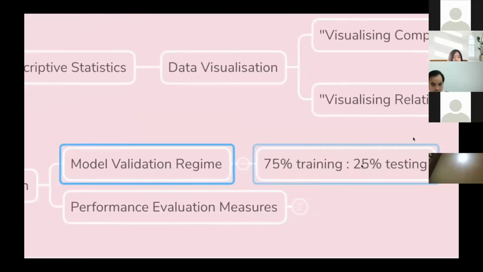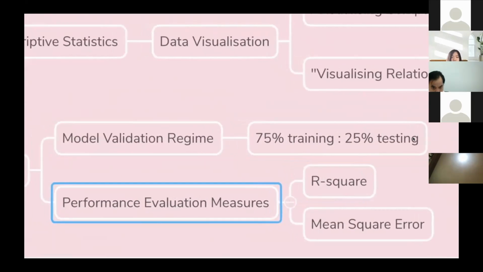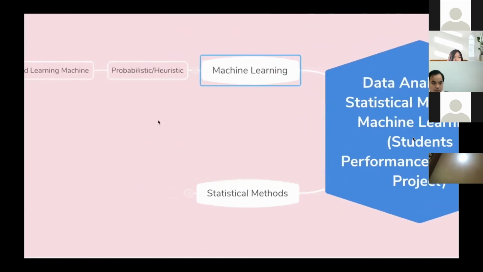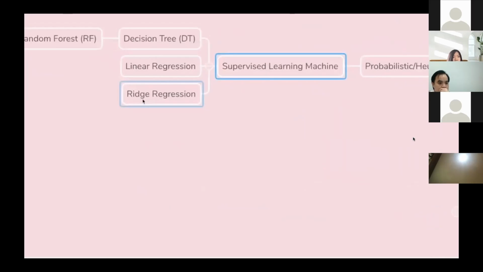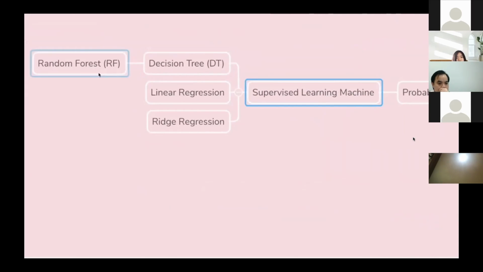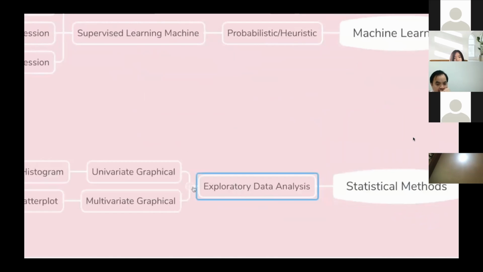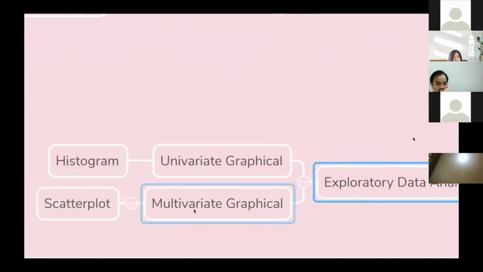For the model validation, 75% of the data will be used for training and another 25% will be for testing. To evaluate the performance of the model, we will use R-square and mean-square error to measure. The two main techniques that we use in this project are machine learning and statistical methods. I will be trying different regression techniques on supervised machine learning, such as decision tree, random forest, linear regression, and ridge regression. For statistical methods, I'll be using exploratory data analysis, which can be separated into univariate graphical and multivariate graphical.